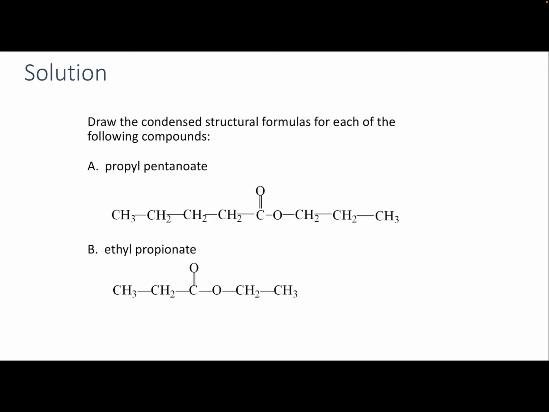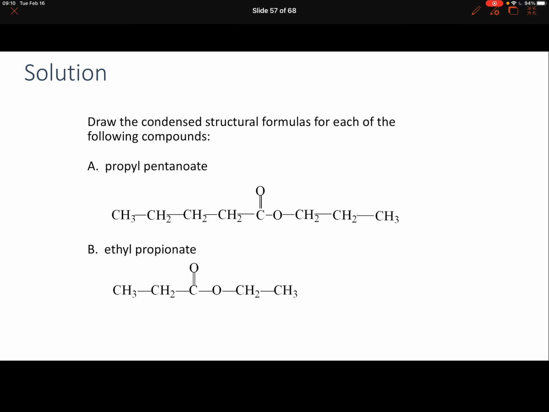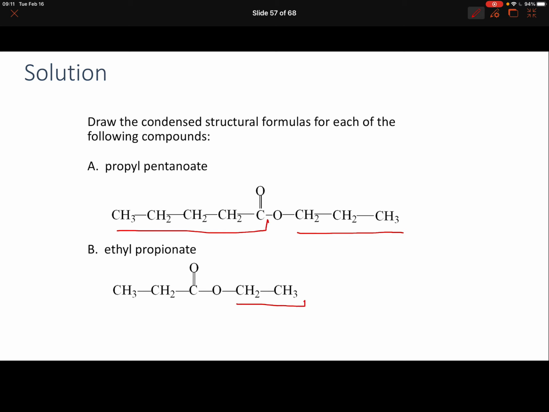So propyl came from, hold on, did I draw? Yeah, propyl, 3 carbon. Sorry, I was thinking pentyl, I got them mixed up in my mind. Propyl is 3 carbon, so as long as you see 3 carbons on the alcohol side, and then pentanoate is 5 carbons. Ethyl, 2 carbons. Propionate is 3 carbons. So this takes a little bit of practice.